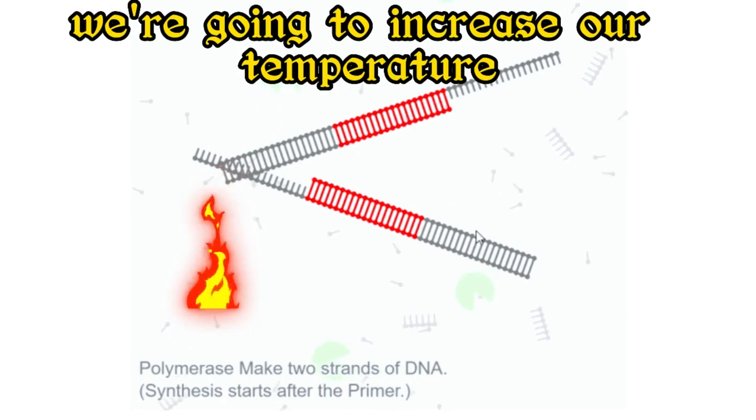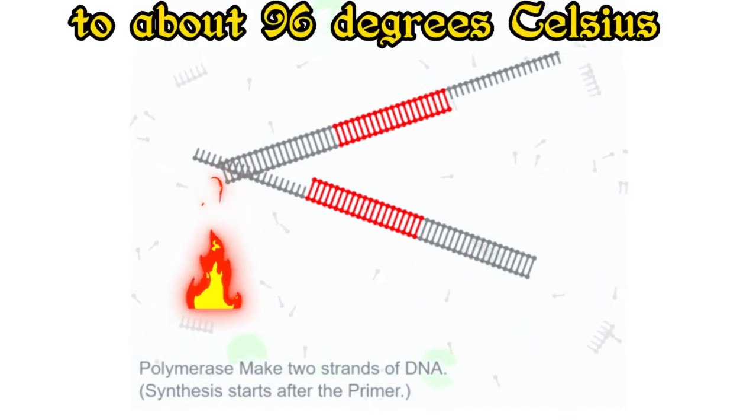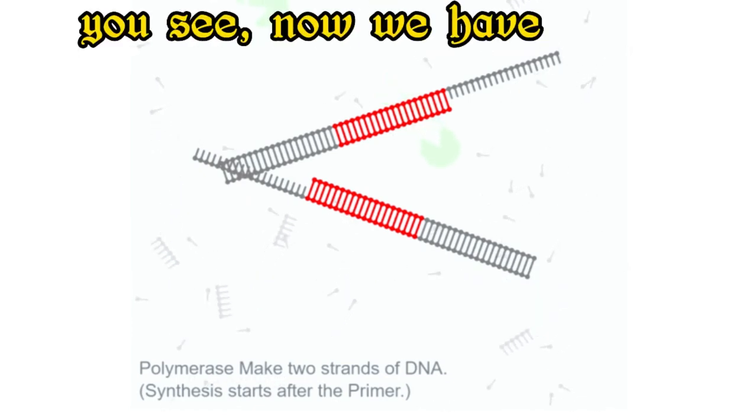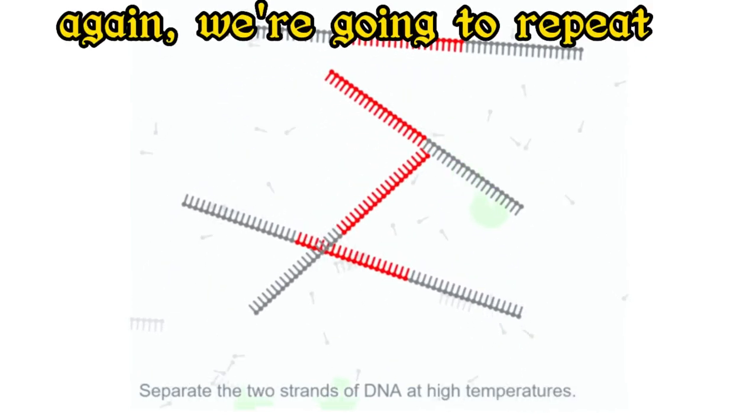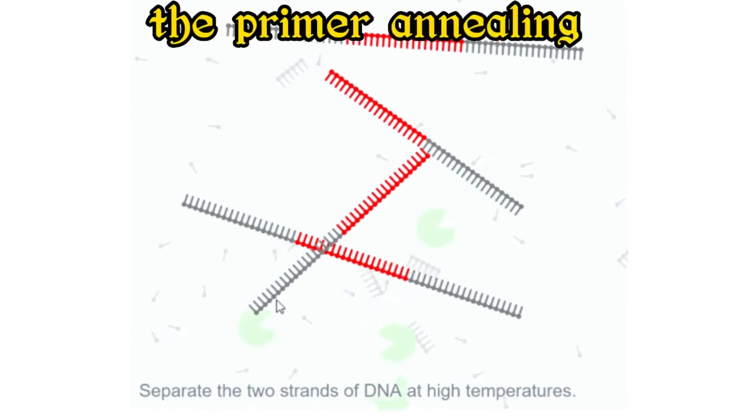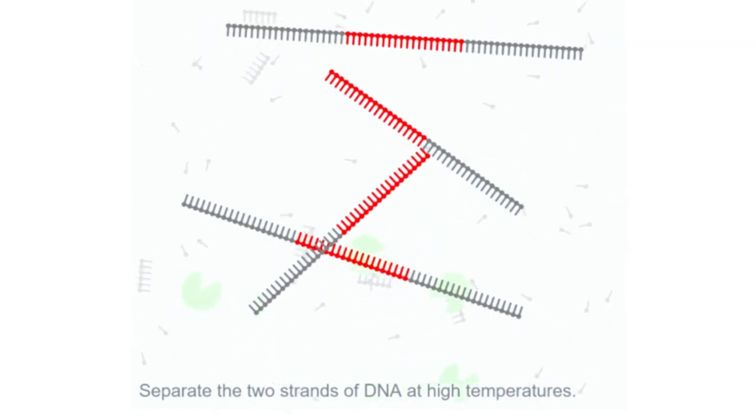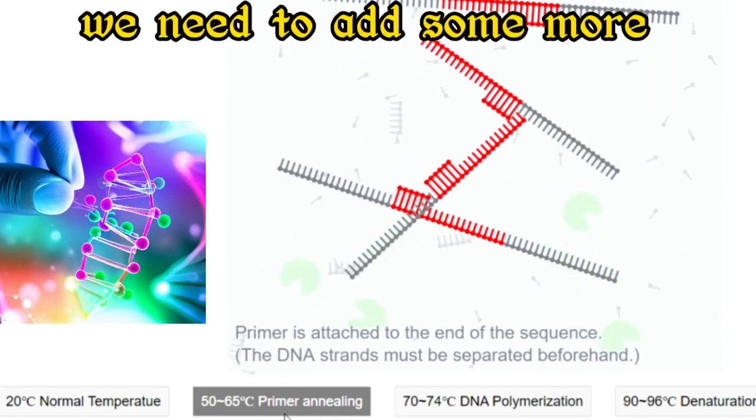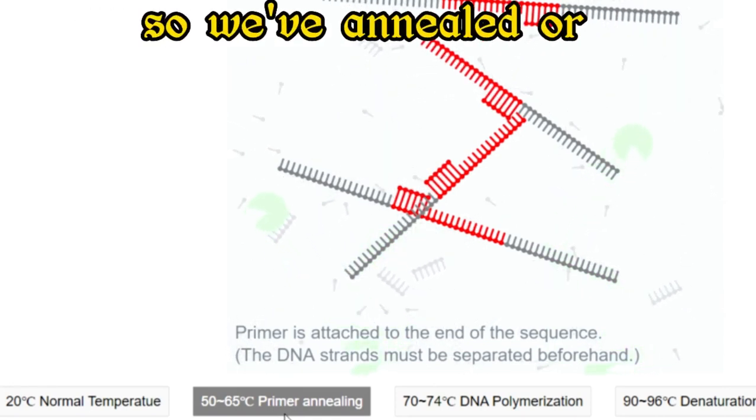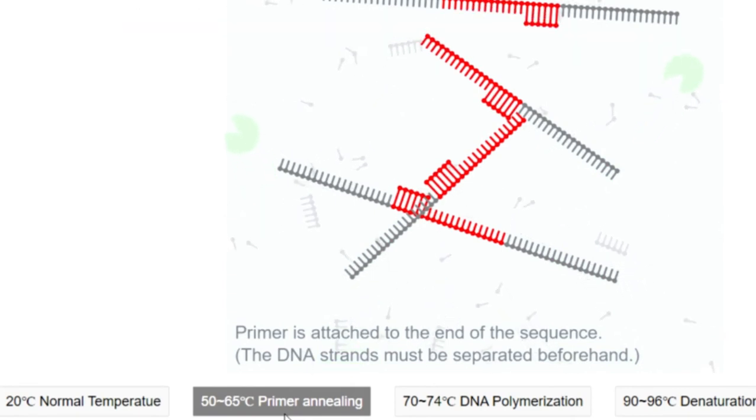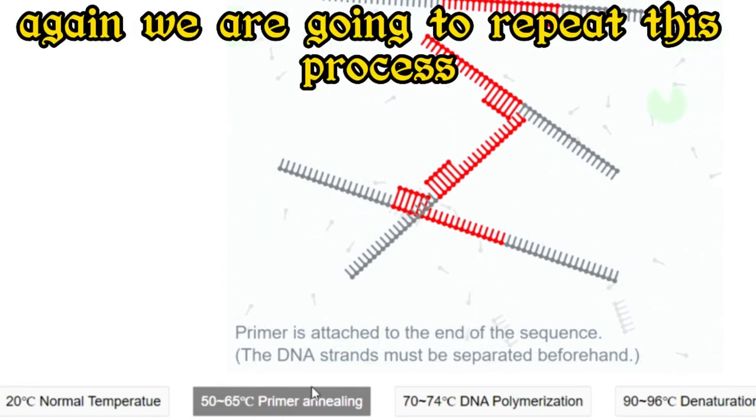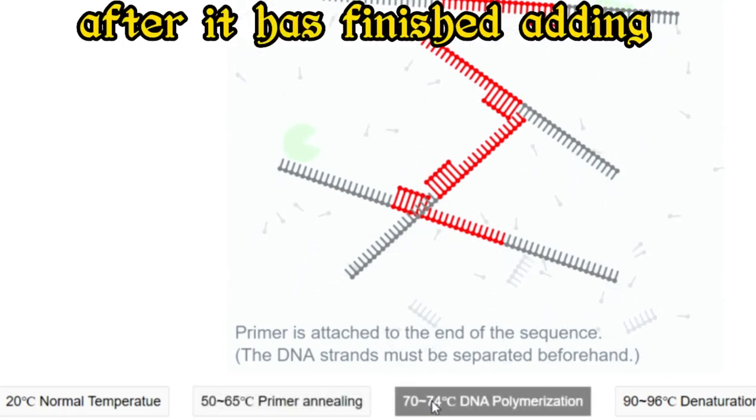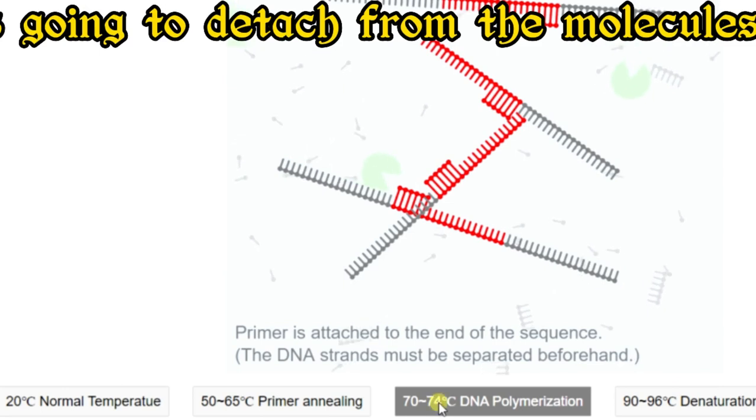Again, we're going to increase our temperature to about 96 degrees Celsius for denaturation. You see now we have 4. Again, we're going to repeat the primer annealing. The primers are always in the reaction mixture. If they run out, we need to add some more. So we've annealed some primers. Again, we are going to repeat this process, and the DNA polymerase, after it has finished adding, is going to detach from the molecules.